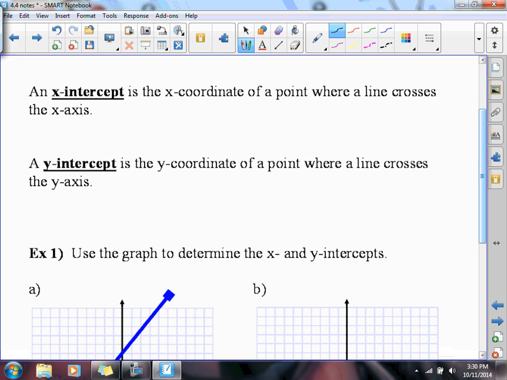So the x-intercept is the x-coordinate of a point where the line crosses the x-axis. So it's going to be some number and then 0 as an ordered pair. If it's the x-axis value that we're looking for, then the number is going to be in the x spot in the ordered pair. And the y-intercept is the y-coordinate of a point where a line crosses the y-axis. And to be on the y-axis, you have to be 0 and then a number as an ordered pair. So again, that number is going to tell you where the line crosses the y-axis.